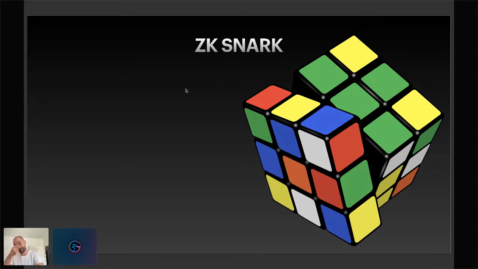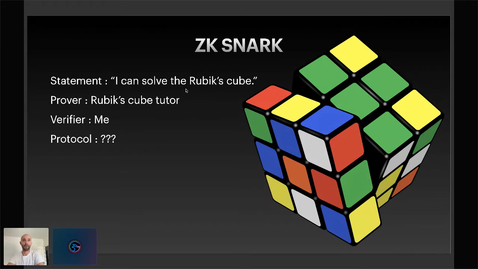So why don't we start introducing a little bit of terminology that will come up when you talk about zero-knowledge proofs and is useful to the rest of this story. What I wanted was to come up with a way for people to convince me that they can solve the Rubik's Cube. And this is a thing that every ZK SNARK has. It has some statement that needs to be proven. In this case, the statement is, I can solve the Rubik's Cube.